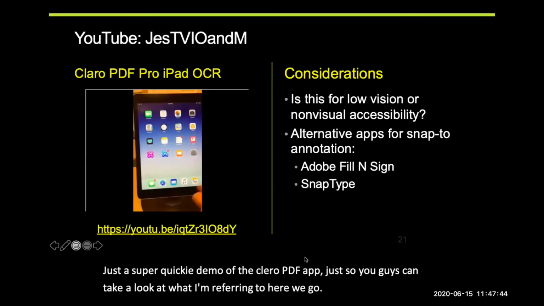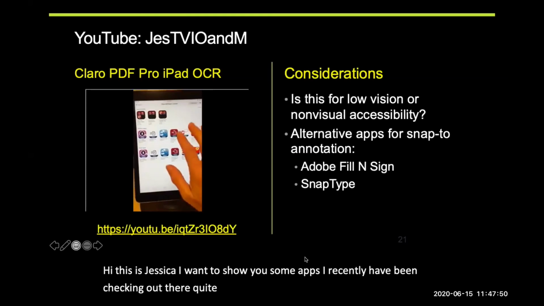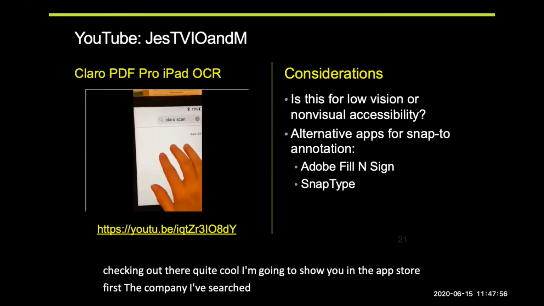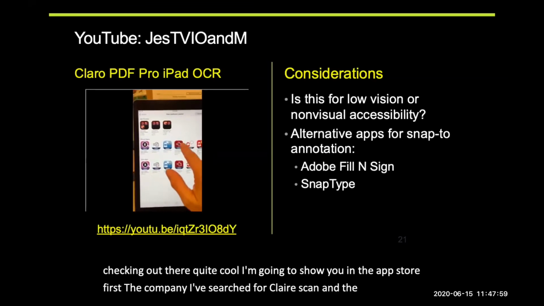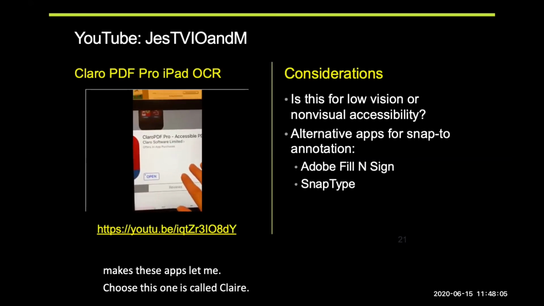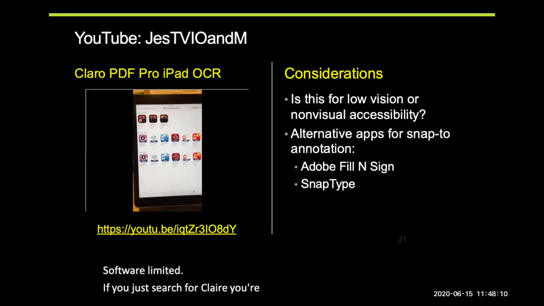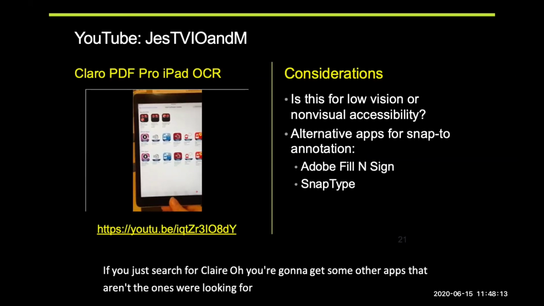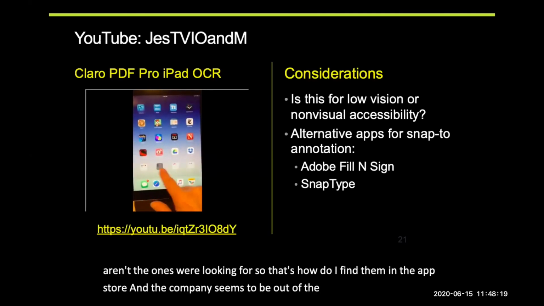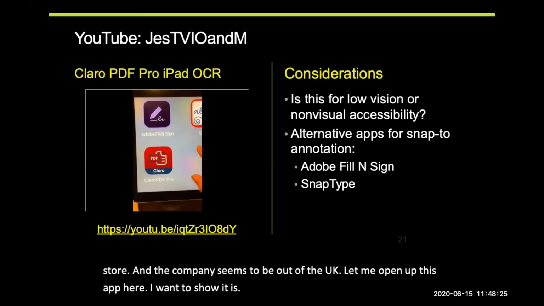Hi, this is Jessica. I want to show you some apps I recently have been checking out that are quite cool. I'm going to show you in the App Store first. I've searched for Claro Scan, and the company that makes these apps, let me choose this one, is called Claro Software Limited. If you just search for Claro, you're going to get some other apps that aren't the ones we're looking for. So that's how you find them in the App Store. The company seems to be out of the UK. So let me open up this app I want to show you. It is Claro PDF Pro.